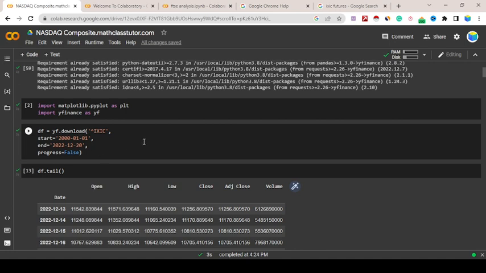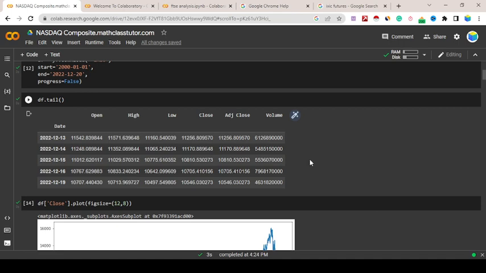Now I want to see this data with df.tail. So we can see here the date, open, high, low, closing price, adjusted close price, and the volume. Volume has been given. This data goes until 19th December, so it has been taken one day back.